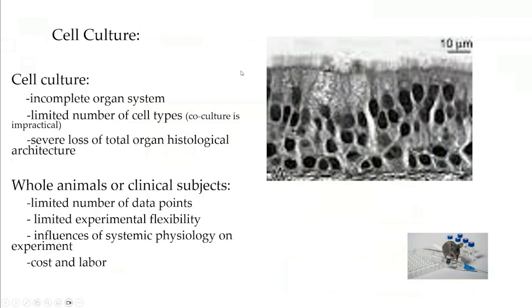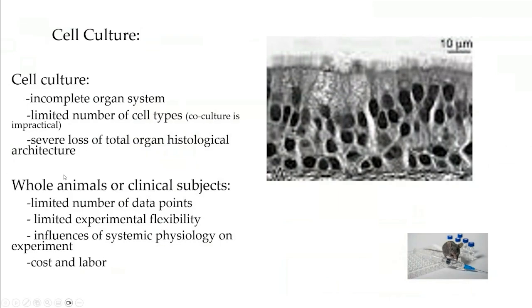And so it is different from cell culture in that in cell culture you have an incomplete organ system. You can only recapitulate the epithelium or one cell type. Occasionally you can do co-culture, which is somewhat impractical because you'll need different types of media for the different cell types, and you'll have a severe loss of total organ histological architecture, which is a problem with cell culture because you only have one type of tissue, one cell type.